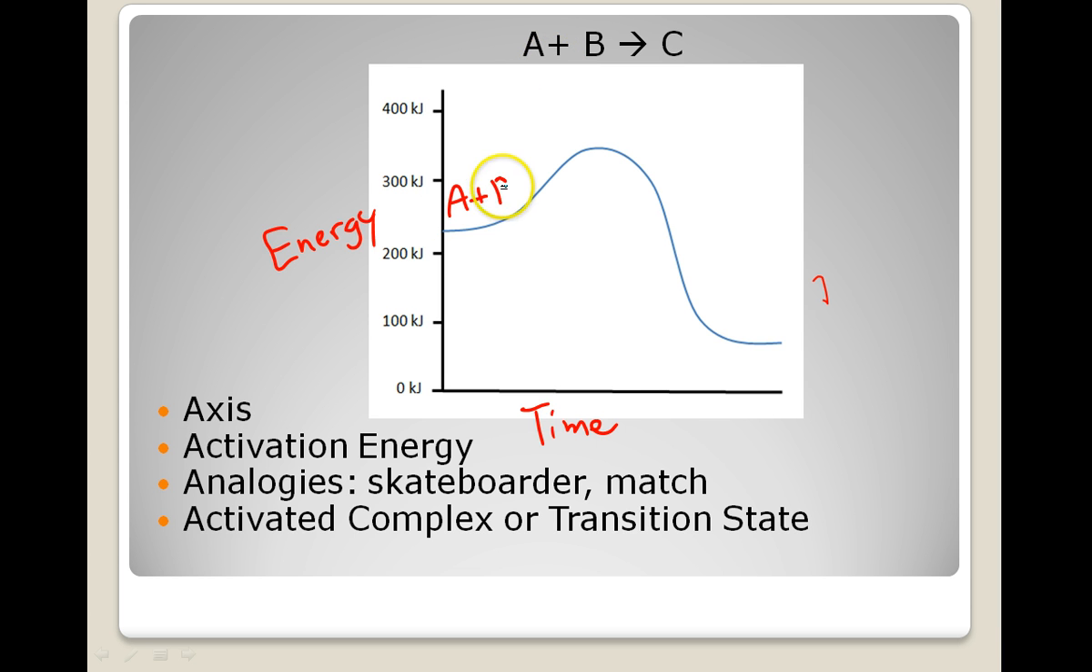Okay. Now, if you notice our reaction, it's A plus B goes to C. A and B are over here. Those are our reactants. And basically, we have to go over this hill to get to part C. And those are our products.